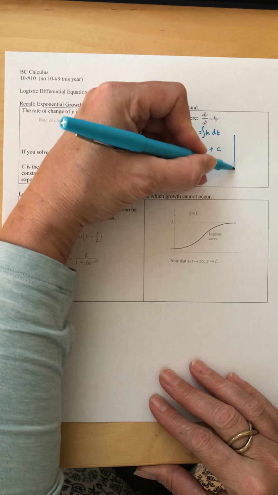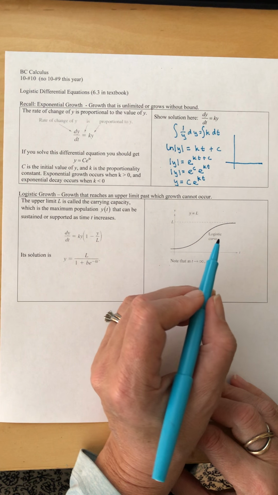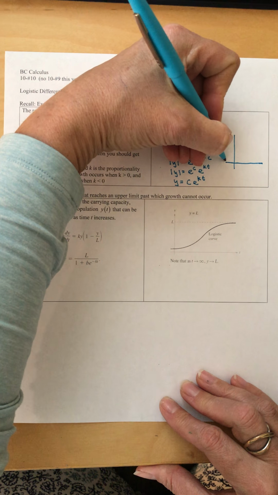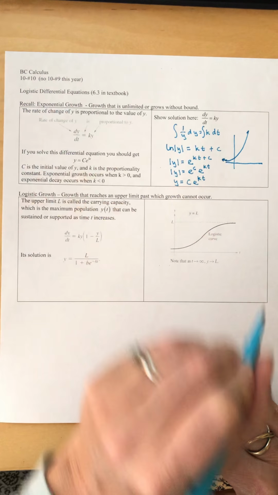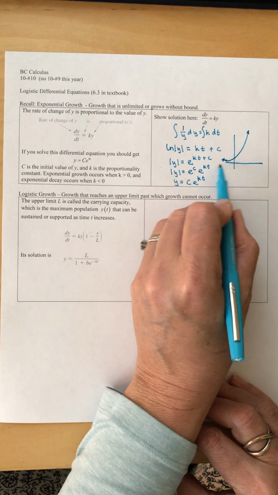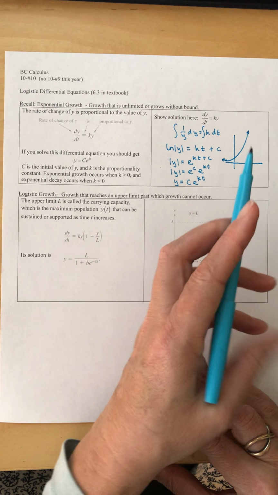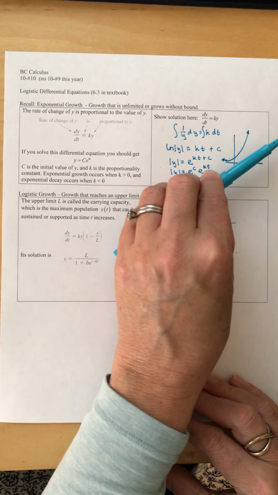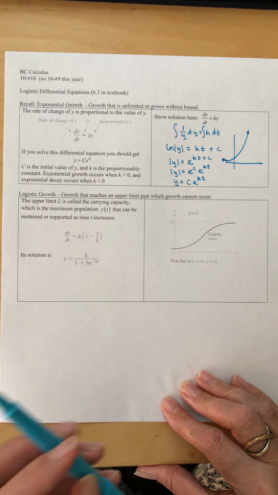And the graph of that function, when k is positive, gives you this exponential growth situation with a horizontal asymptote of y equals 0, and then the graph is growing without bound. As the y values increase, the slope is also increasing.